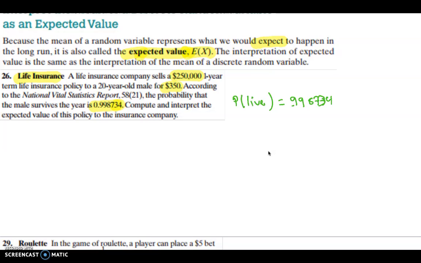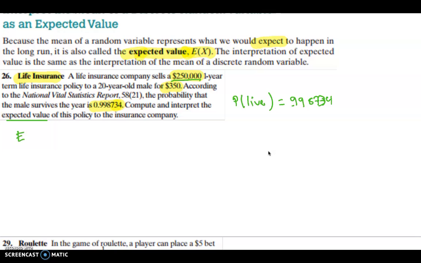But we want to know what's the expected value of this policy, because for anyone who lives, they're going to keep the $350. But for someone who unfortunately passes away, they're going to pay out the $250,000. So they need to figure out how much they're going to pay out per policy, and that will help them determine the cost that they should be charging for the individual every year.